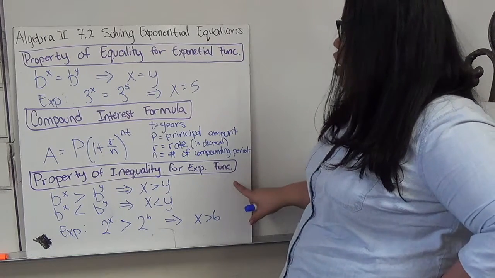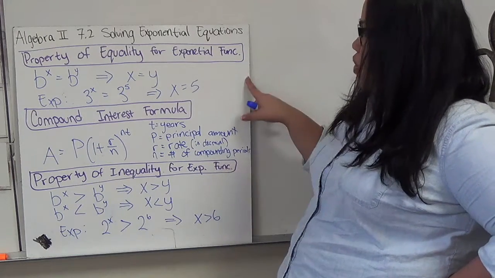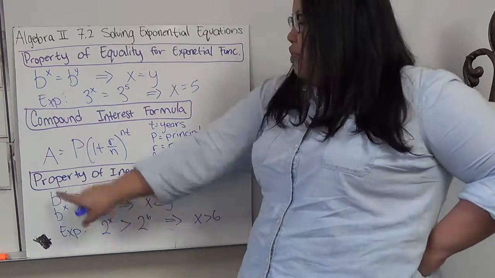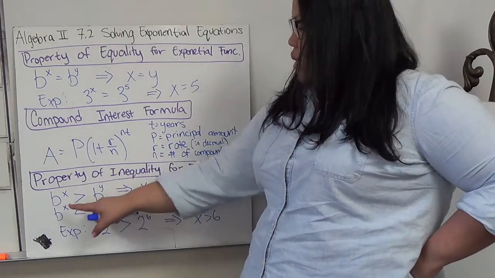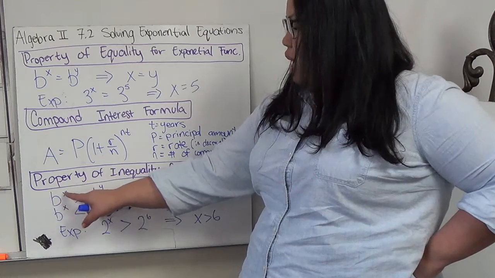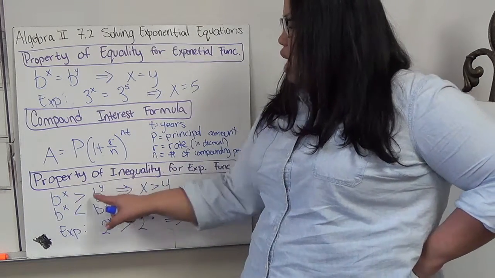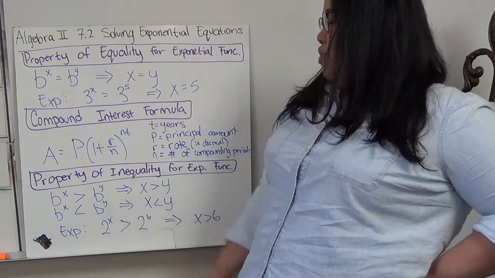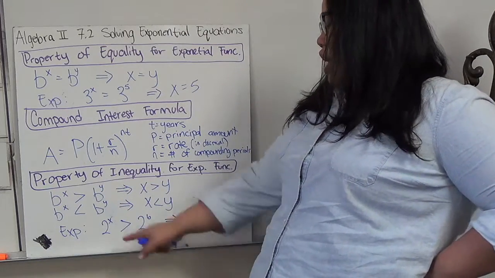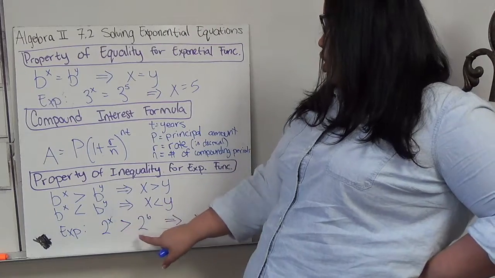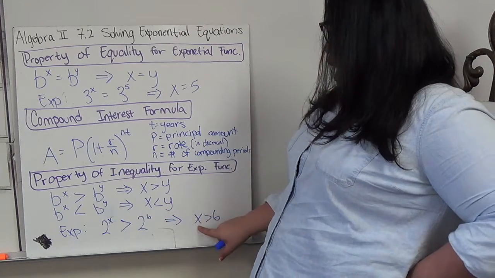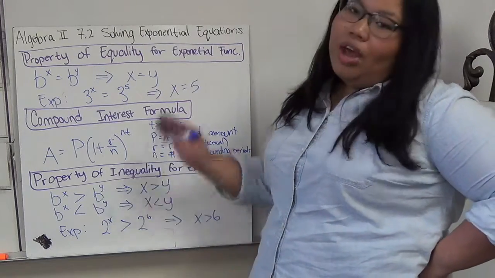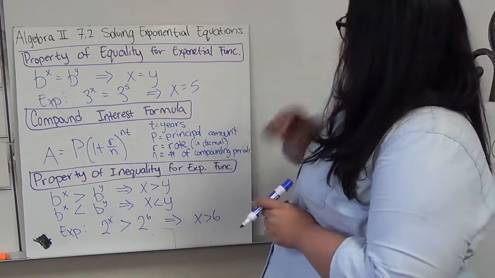And the property for inequality is very similar to the property of equality for exponential functions. Basically, if the bases are the same, then if b to the x is bigger than b to the y, then the exponent x has to be bigger than y, and vice versa. So if I have 2 to the x is greater than 2 to the 6, then x has to be greater than 6. Right? So go ahead and pause it, write this down.